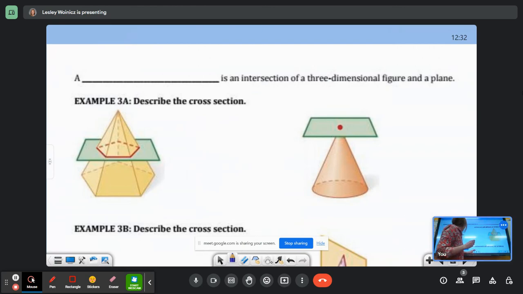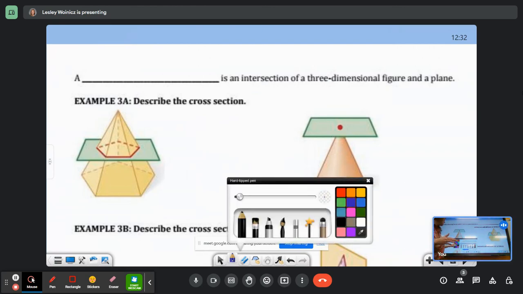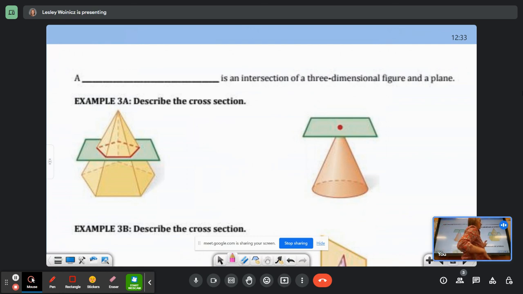Okay, so now we're going to talk about our cross sections. This is the second part of our video for 6.1. A cross section is an intersection of a three-dimensional figure and a plane.